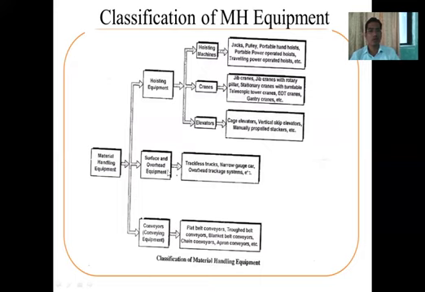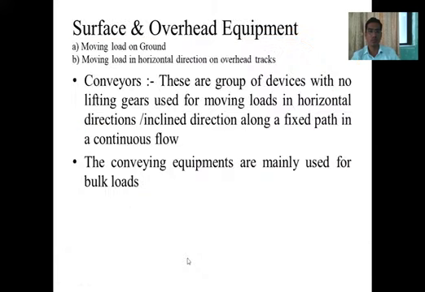Second one is surface and overhead equipment, which are the trackless trucks, then narrow gauge cars, the overhead trackage systems, etc. These come under the surface and overhead equipment. The next one is conveying equipment. Conveyors are there: flat belt conveyor, trough belt conveyor, blanket belt conveyor, chain conveyors, apron conveyors, etc. So all these come under the conveying equipments, which are types of material handling equipment.